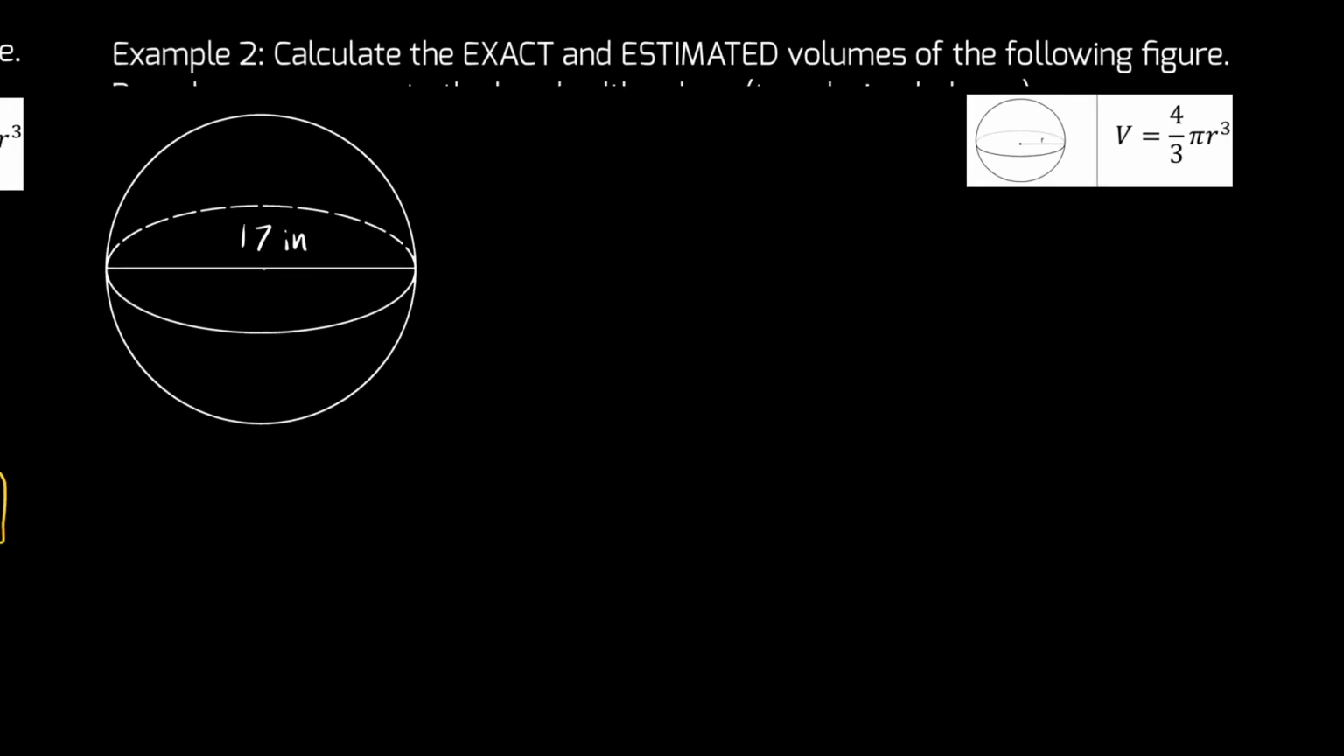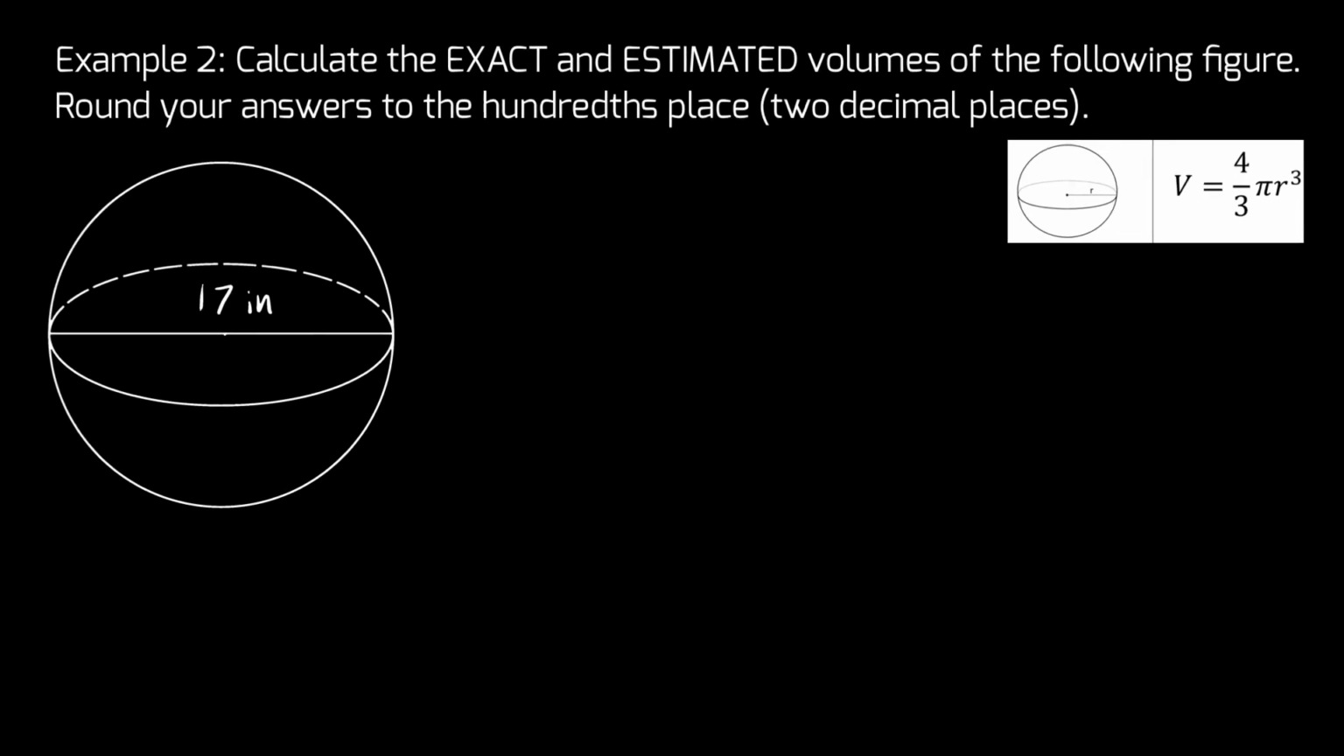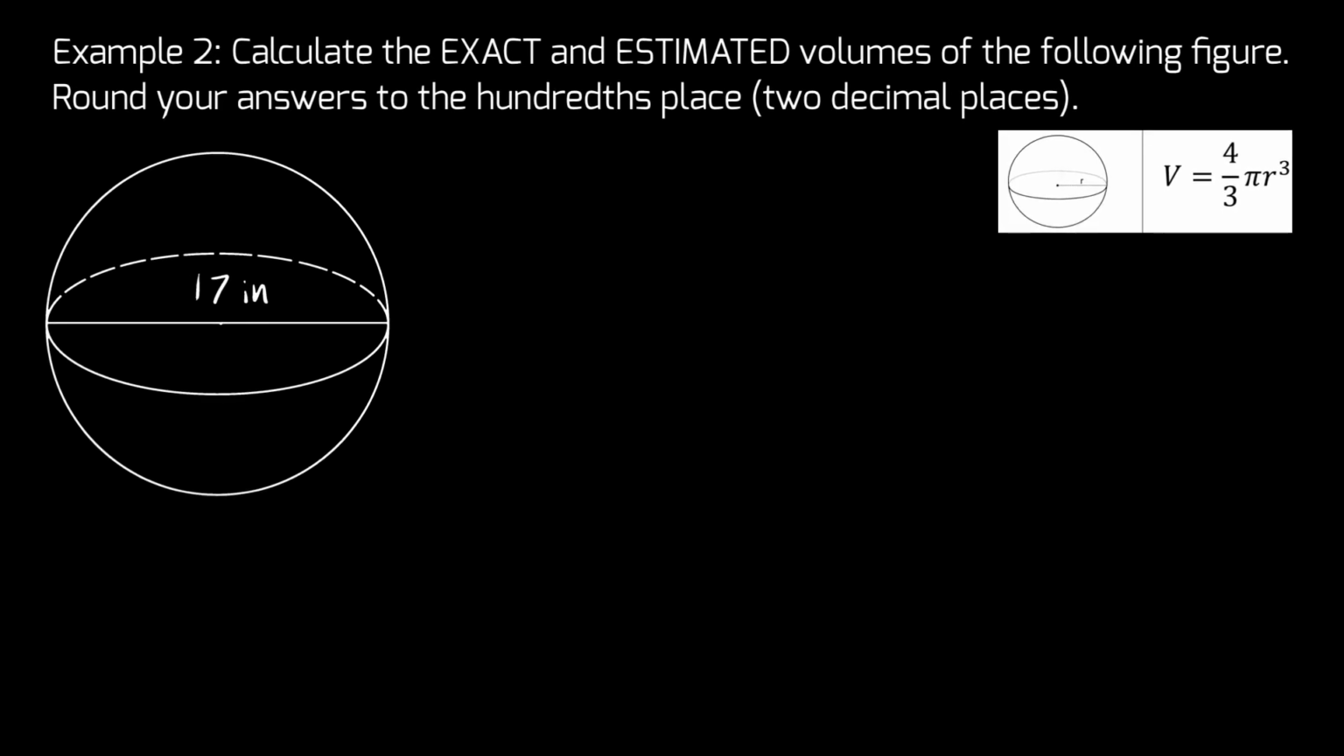It's pretty much the exact same thing. However, instead of giving you the radius outright, they give you the diameter and you need to cut it in half to find the radius. Nothing else is different. On this example, I'm going to go a little bit faster because you have the first one to look at. All right, so let's get started.